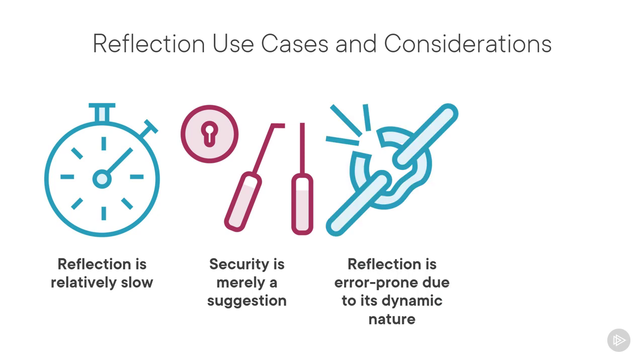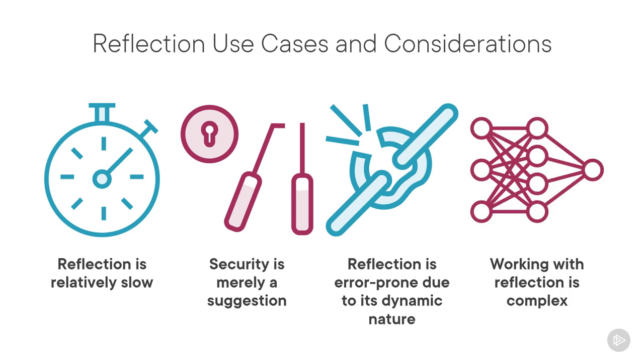It's also quite error prone due to its dynamic nature. Reflection allows us to create and work with objects at runtime that were not checked at compile time. So, just like is the case in dynamic languages, you will only know that something went wrong at runtime instead of earlier. When using reflection, the process of manually checking if something you want to do can be done is your friend. And lastly, working with reflection is complex.